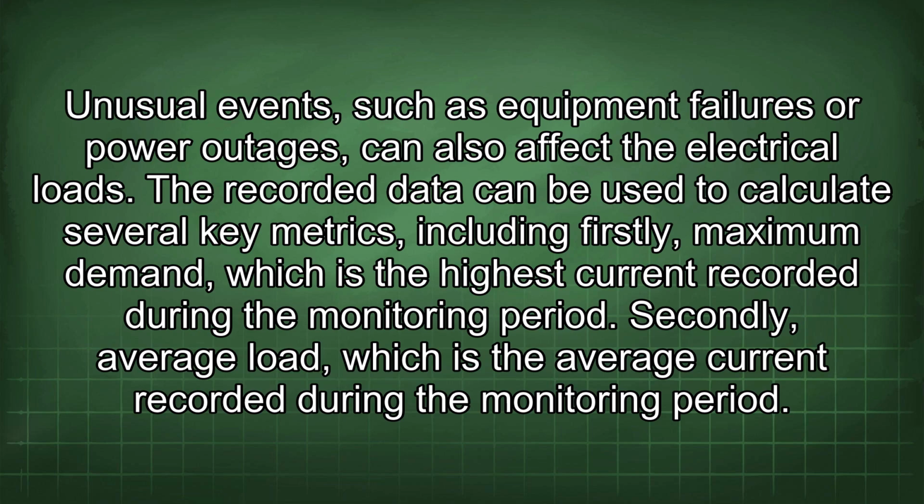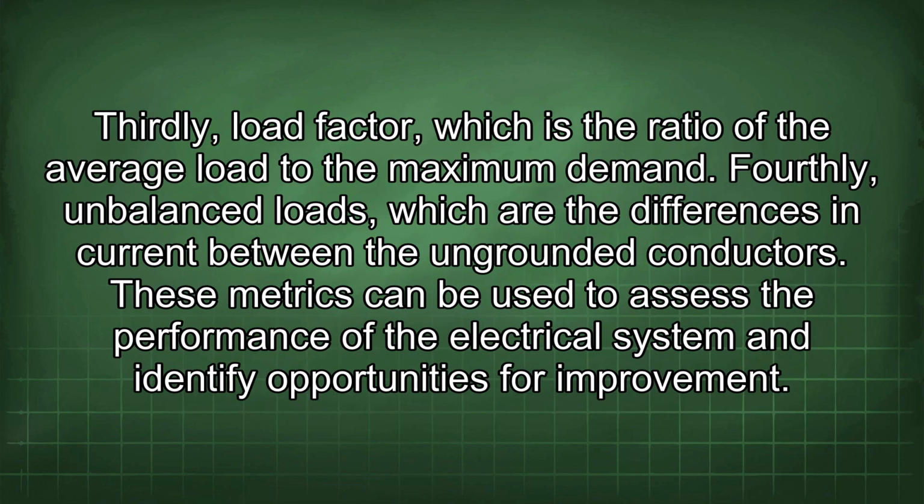Secondly, average load, which is the average current recorded during the monitoring period. Thirdly, load factor, which is the ratio of the average load to the maximum demand. Fourthly, unbalanced loads, which are the differences in current between the ungrounded conductors. These metrics can be used to assess the performance of the electrical system and identify opportunities for improvement.